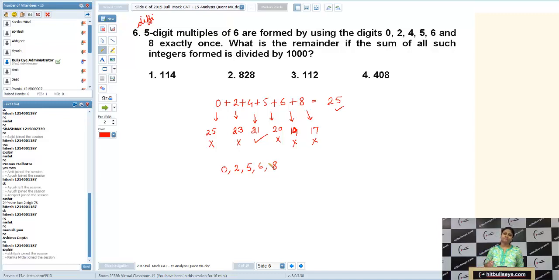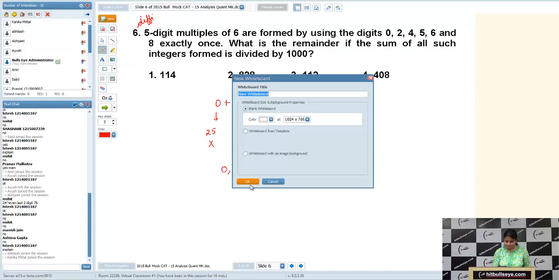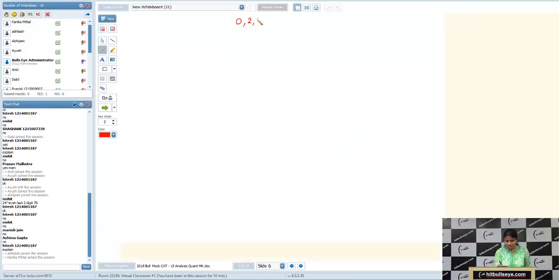Now we will take care of divisibility by 2. Any number ending in an even digit, that is, the unit digit, will be divisible by 2. So the digits available are 0, 2, 5, 6, 8. We want to make a 5-digit number that should be divisible by 3 as well as 2. So the last place should always be even.